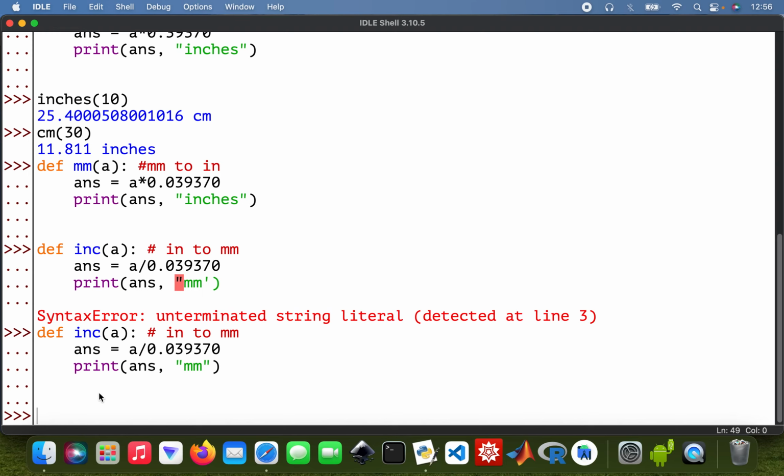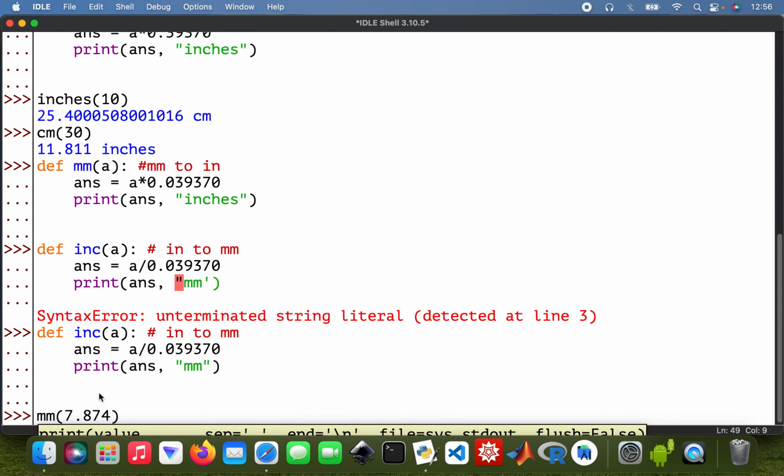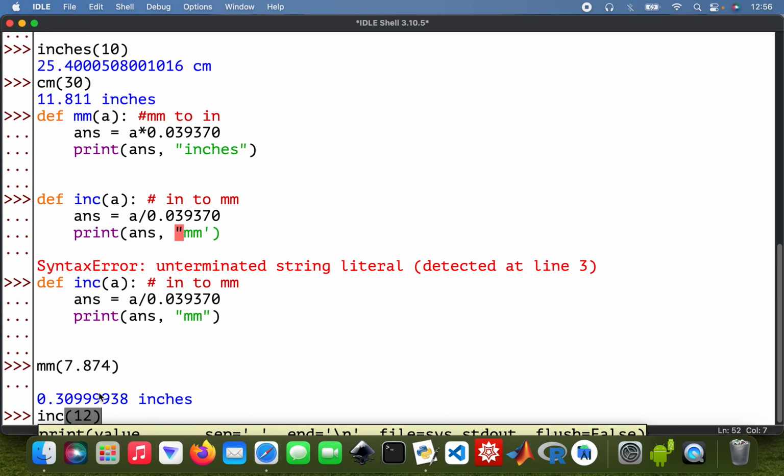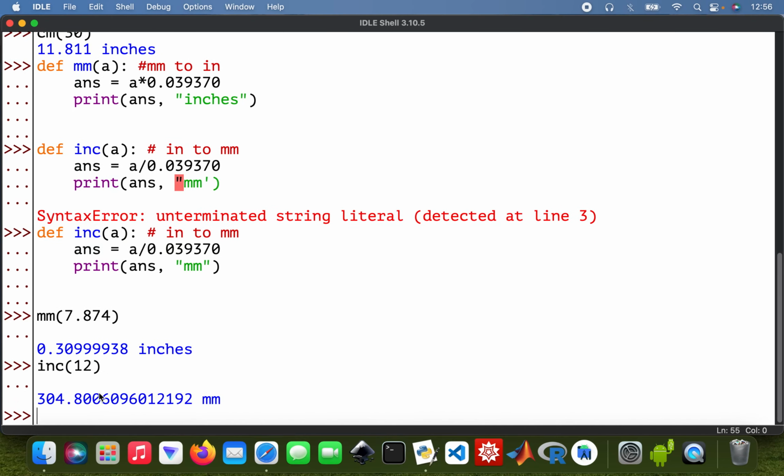Okay, cool. So we're going to just test them out. Millimeters, 7.874. Okay, there we go. And then my inches, let me think, 12. Yeah, that would do. Okay, cool. Right. And then we're going to do inches to feet.